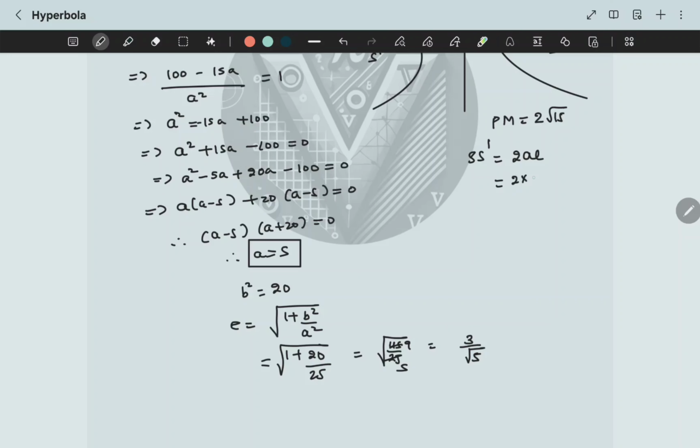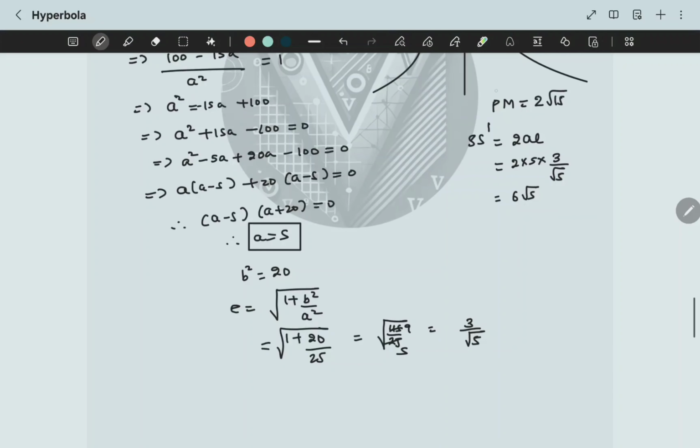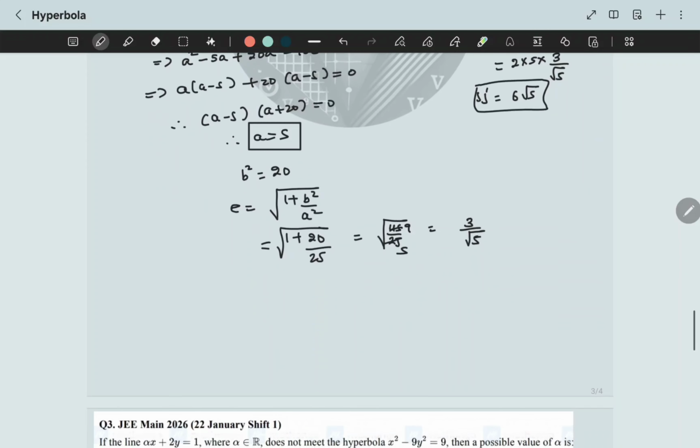So base will be 2 into A, which is 5, and eccentricity is 3 divided by root 5. So we get 6 root 5 as the base, and height is 2 root 15, right? Height is 2 root 15, base is 6 root 5. So the area of the triangle will be half into base into height.